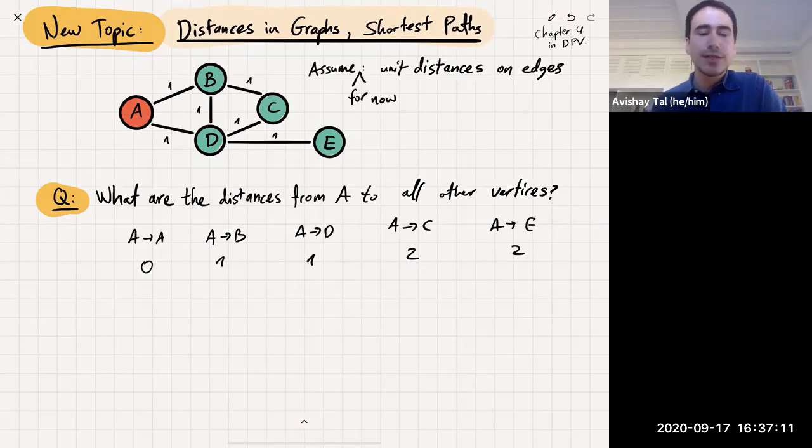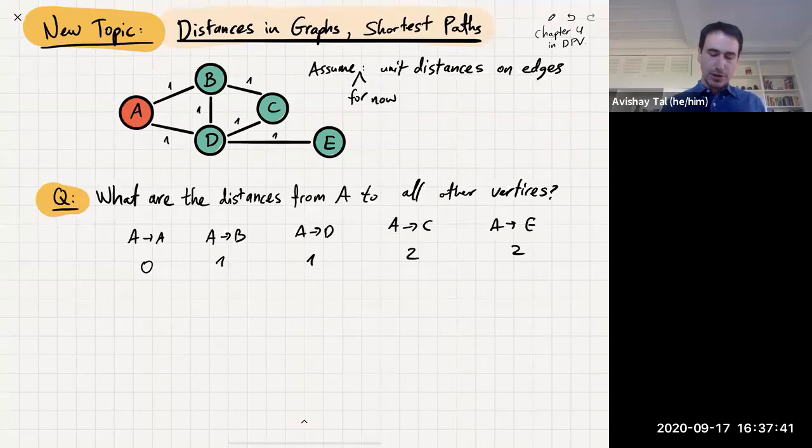And sometimes we have several paths with the same length. For example, between A and C, we have 2 paths of length 2, right? And there are also longer paths. We can go A, B, D, C, which is longer than 2, but that's not the shortest path. So we are interested in the shortest path, right?